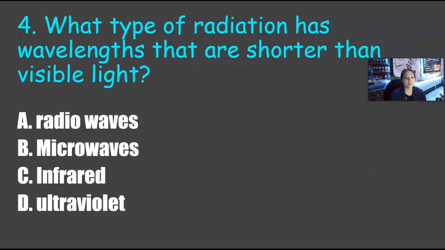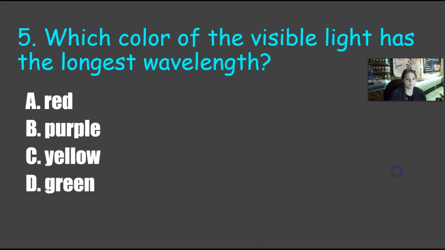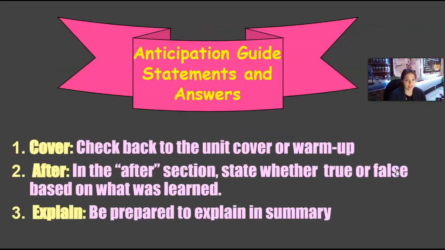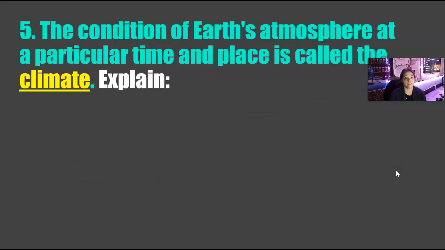All right. What type of radiation has wavelengths that are shorter, smaller than visible light? This one, we're going to go to the ultraviolet side. And which color of the visible light has the longest wavelength? That one I'm hoping, so you have red, purple, yellow, or green. I'm hoping you guys go with the red. Red is it? All right, let's go back to the anticipation guide, 5 and 6.